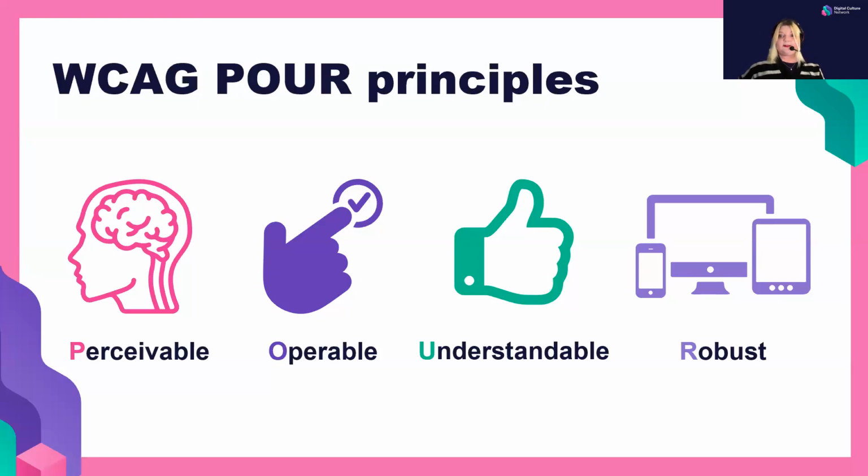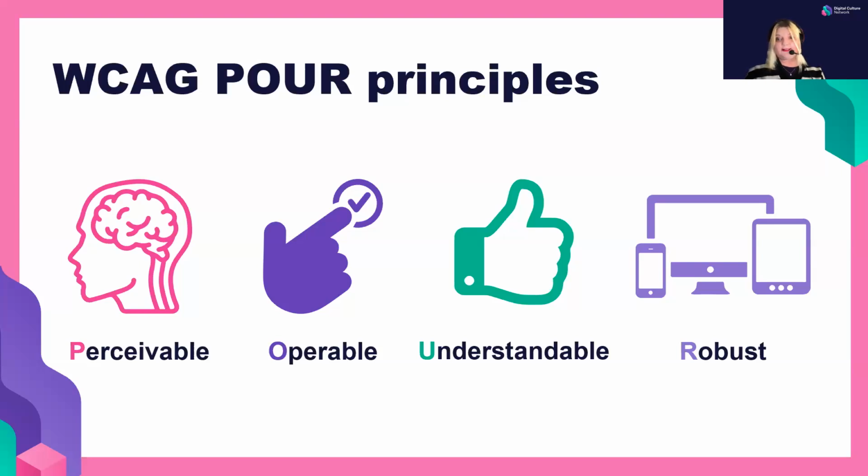Operable, this means that users must be able to navigate and use and interact with your content. For example, making sure that the content that you put up there is also accessible via a keyboard if people can't use a mouse. Understandable, and this means making sure that people can understand and take actions that you want them to take. Think user journeys, simple language, clear signposting, and that kind of thing.